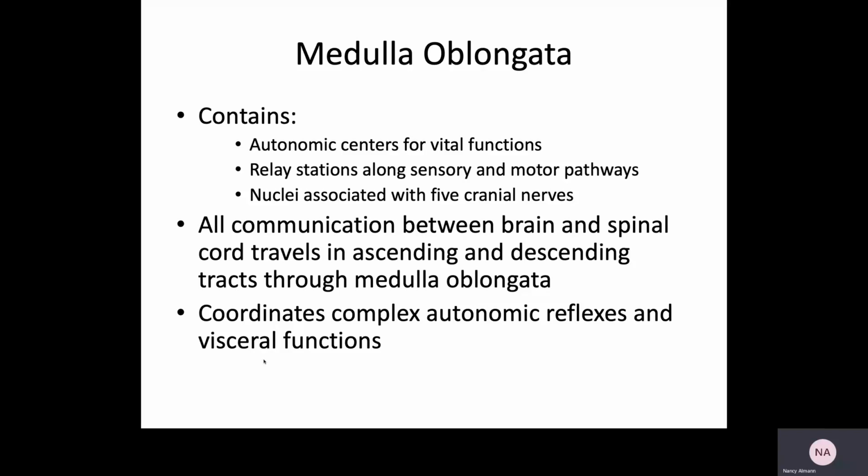All communication between the brain and the spinal cord has to travel through the medulla oblongata, whether it is ascending or descending information. Ascending is sensory, descending is motor. We'll also coordinate a bunch of complex autonomic reflexes as well as visceral functions. Think cardiovascular and respiratory.